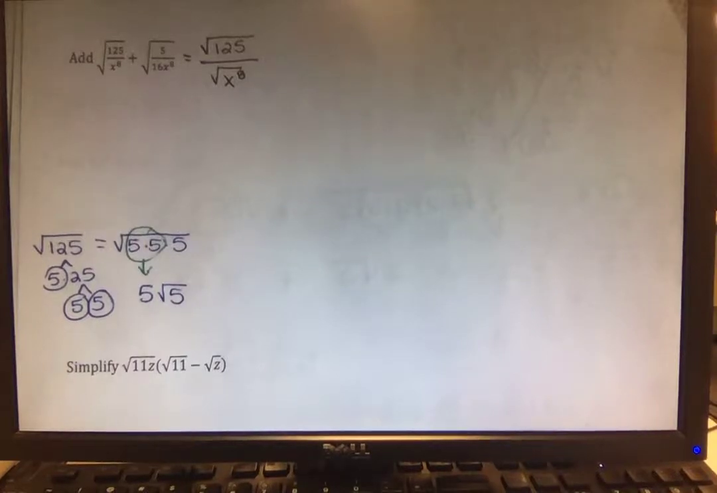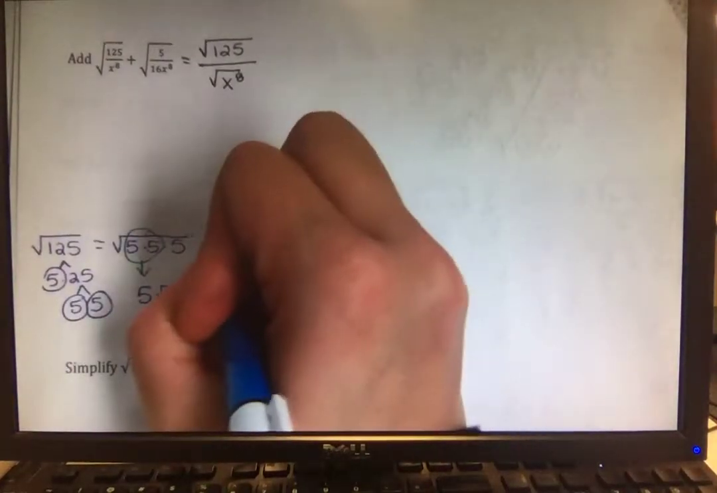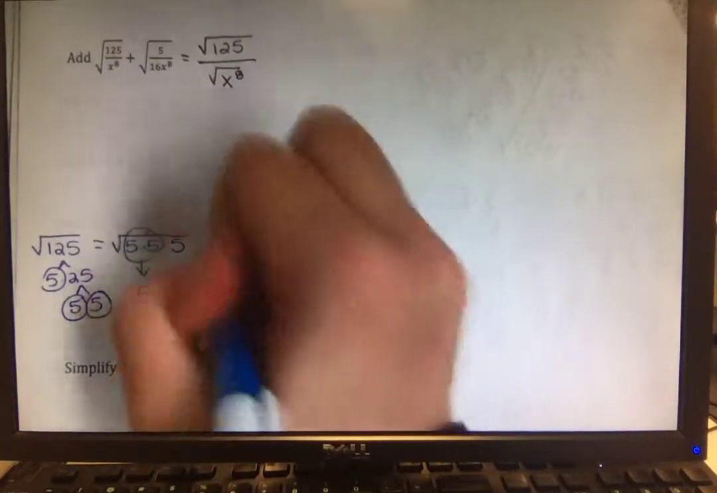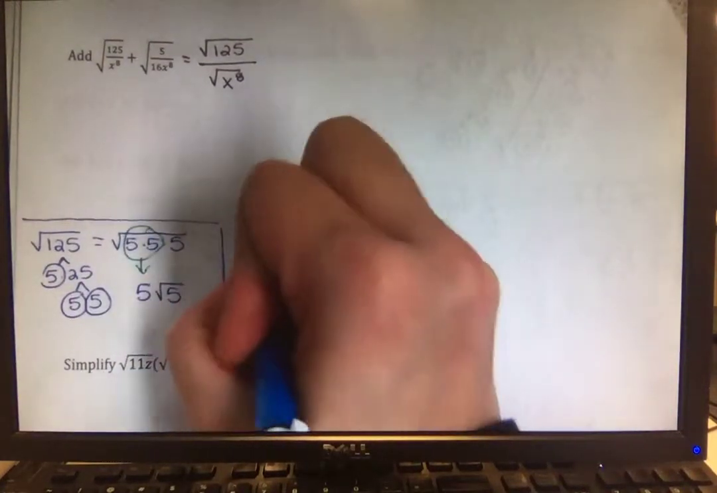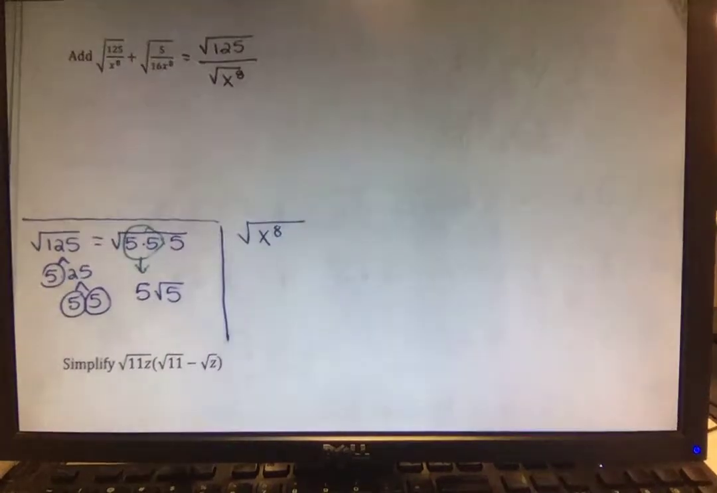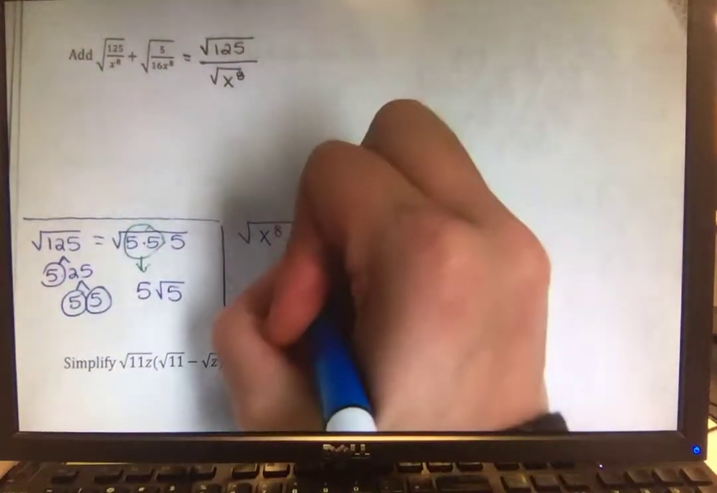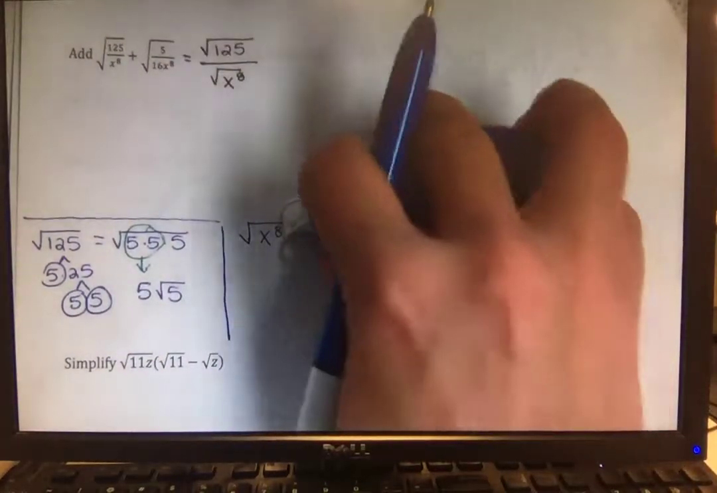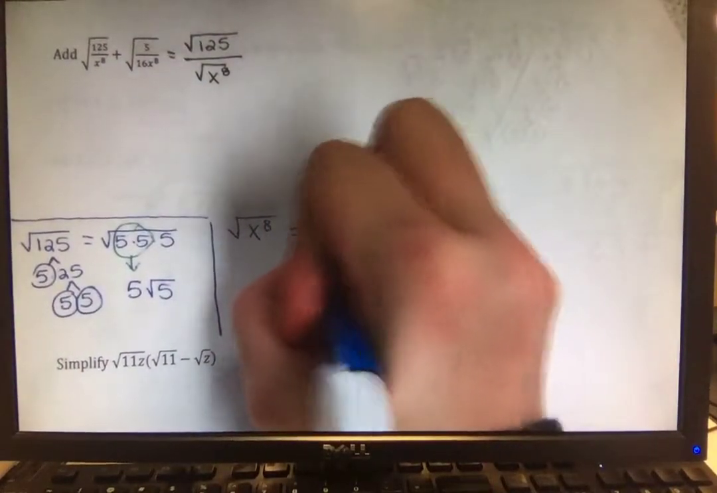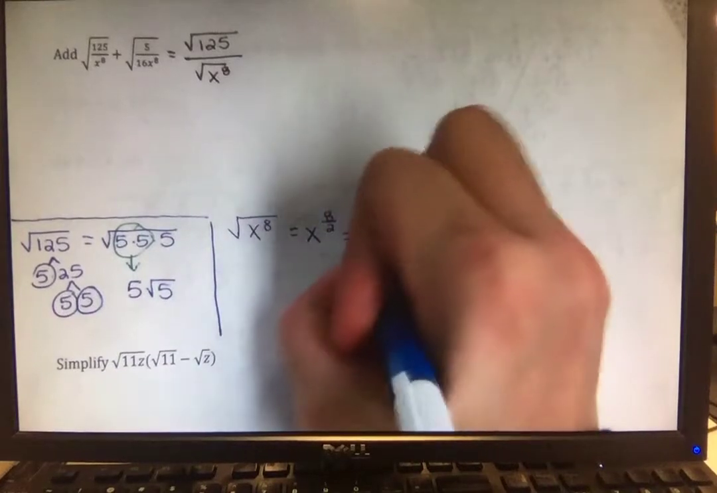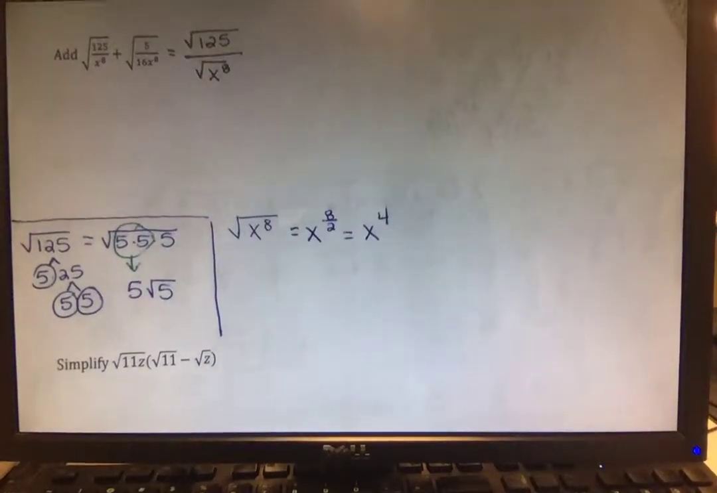And then we also have the square root. So that's this first part. We also have the square root of x to the 8th. We talked about either we can write out 8 x's, or we know we're taking out groups of 2. So we can say x to the 8th divided by 2. That will give us x to the 4th coming out of the radical.